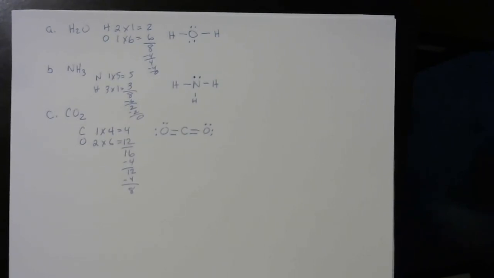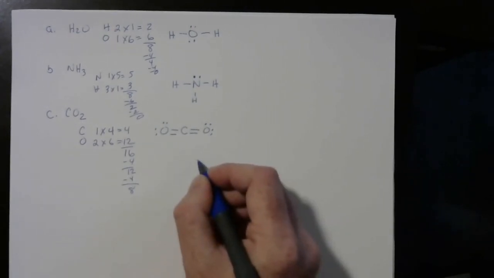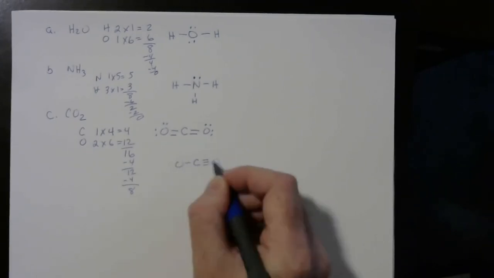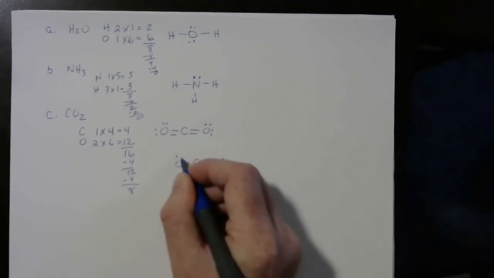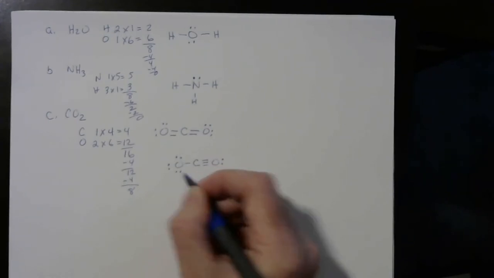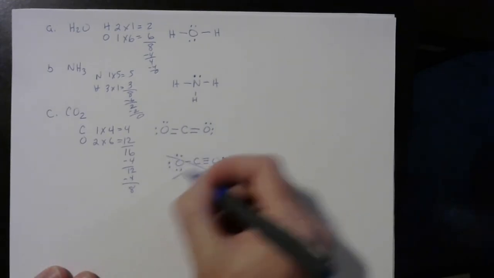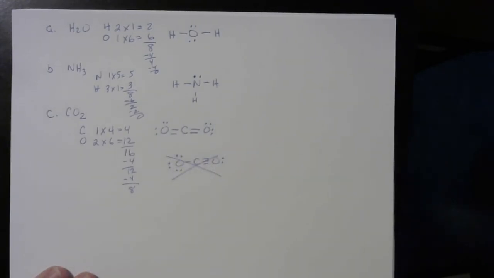Now, I said you could technically draw a structure that obeyed the octet rule that had a triple bond in it. And it would look something like this. But this would imply an asymmetric molecule, and that's not what really occurs. This is not considered a good structure, even though it technically obeys the octet rule. When we talk about formal charge, I'll explain why that's not a good structure, perhaps in a little bit more detail.